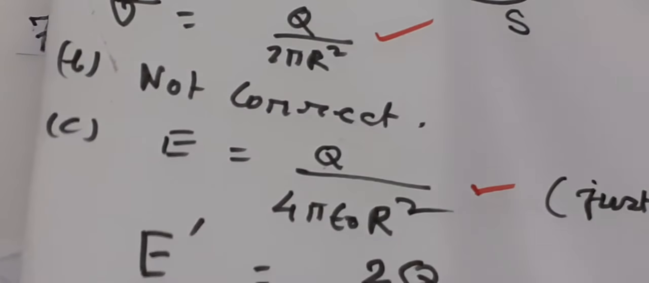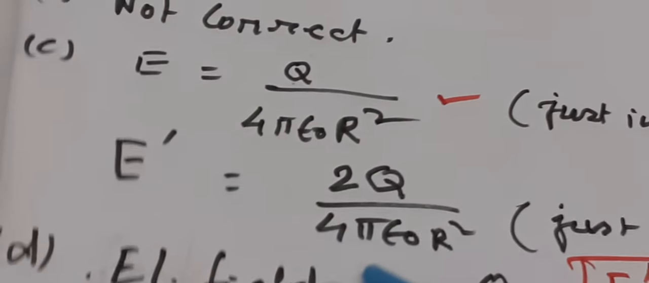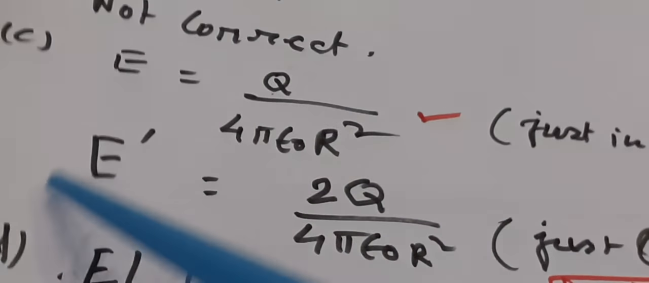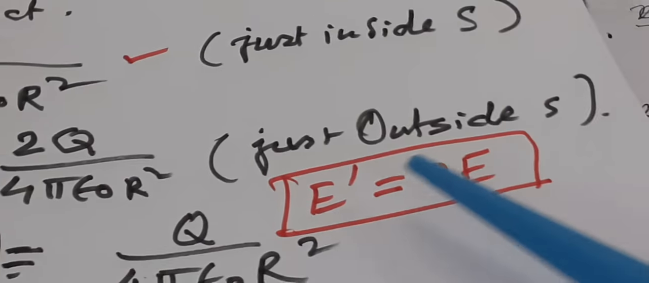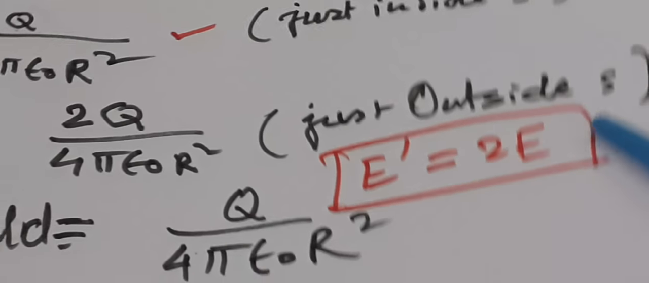And just outside the shell, it will be twice Q that is involved. So twice Q divided by 4 pi epsilon naught r square. So definitely E dash will be double the previous value E, that is twice E. Now that means this is also correct.